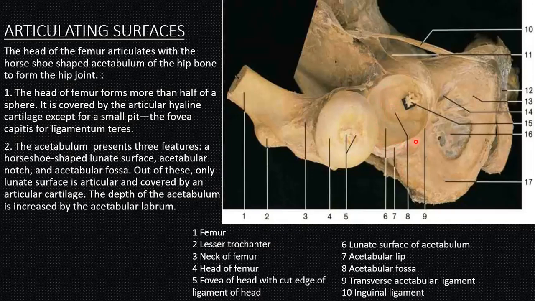Around here, you can see the transverse acetabular ligament. Then attached to the acetabular rim is the acetabular labrum, which increases the depth of the acetabulum.